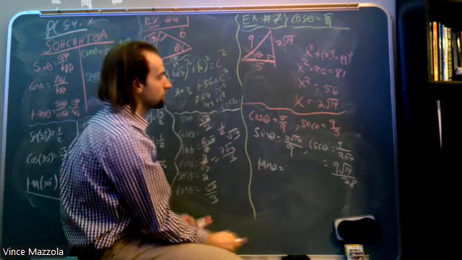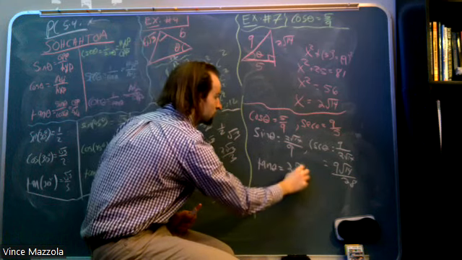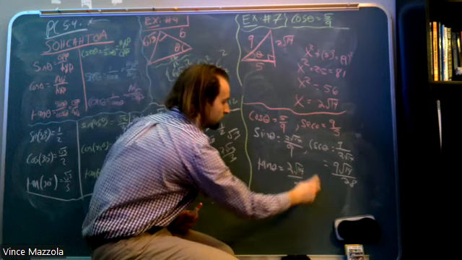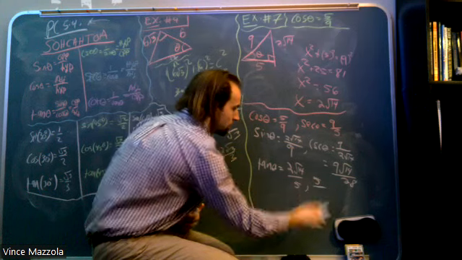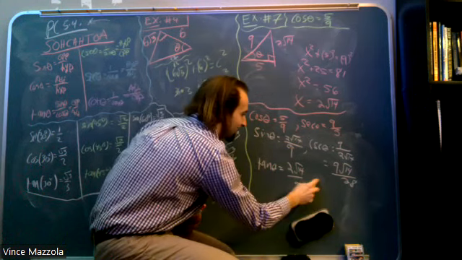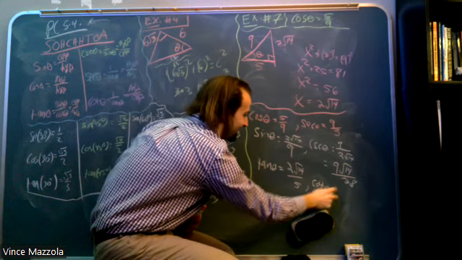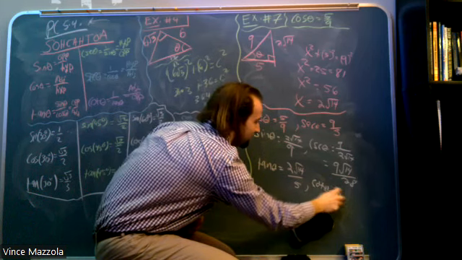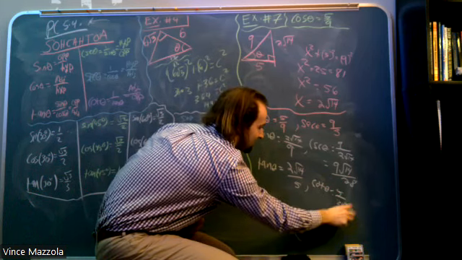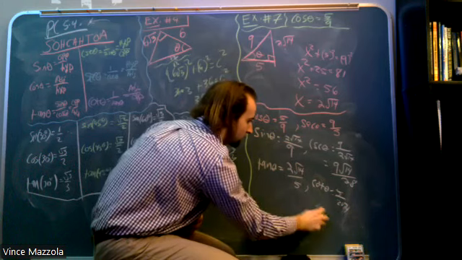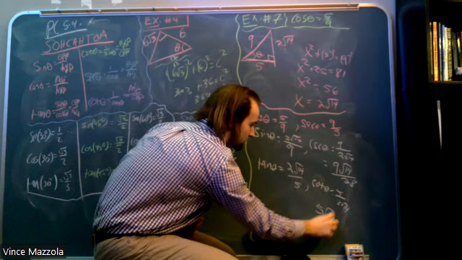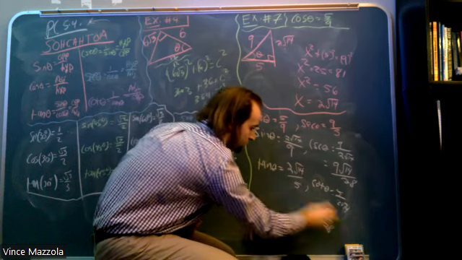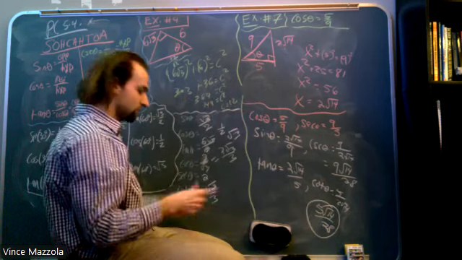So then tangent is opposite over adjacent, so 2√14 over 5, and then cotangent, I gotta write that out. Cotangent is 5/(2√14). So that's going to be 5√14 divided by 28. Okay.